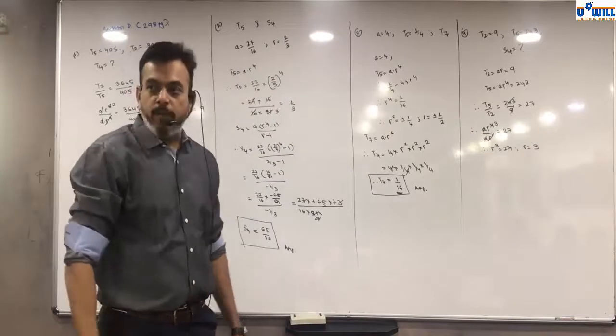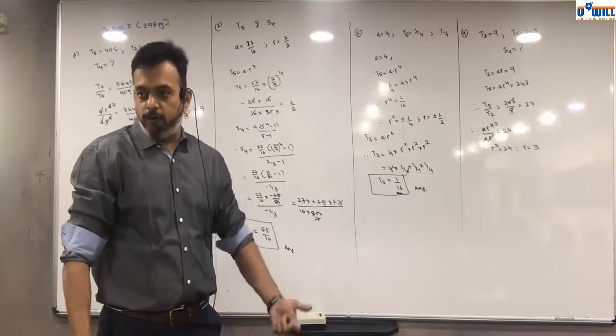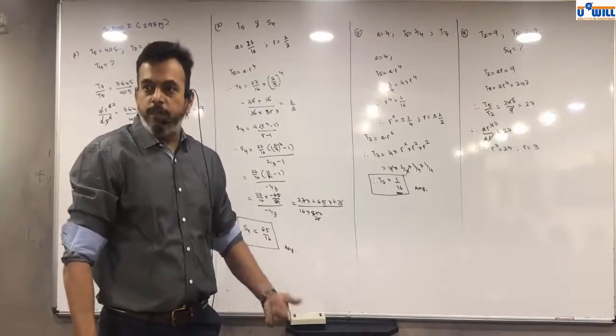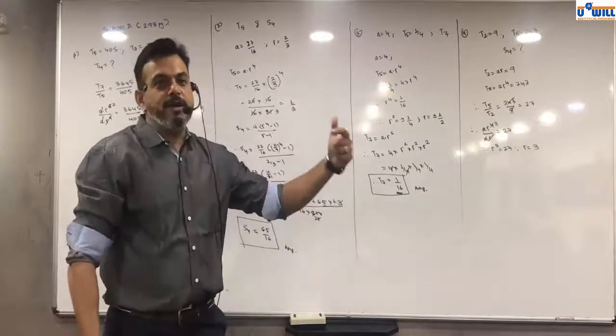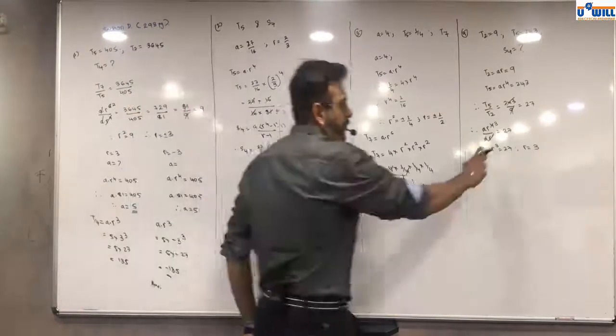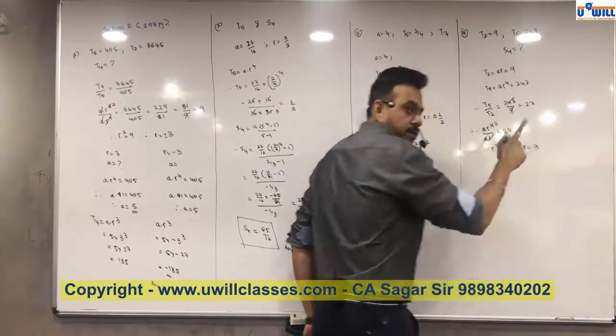Can we take R is equal to minus 3? Not possible, because minus 3 into minus 3 into minus 3 will become minus 27. But here it is positive 27. So hence R will be positive 3.